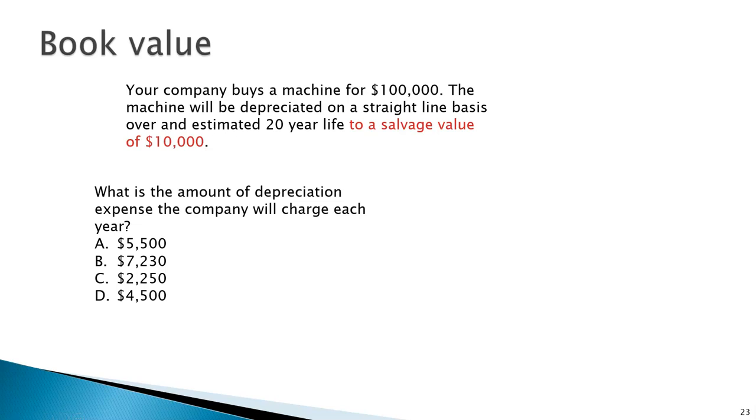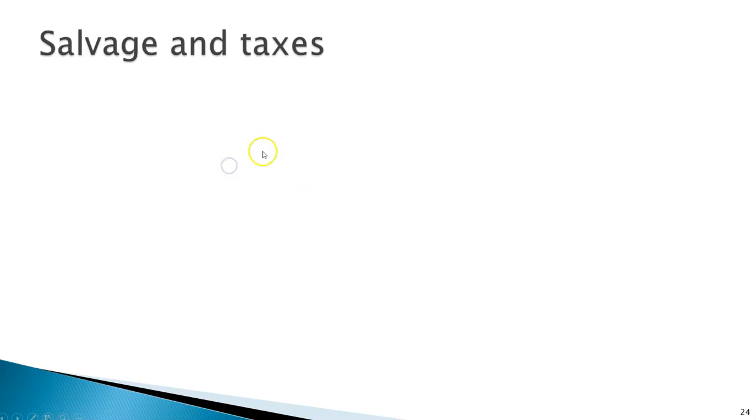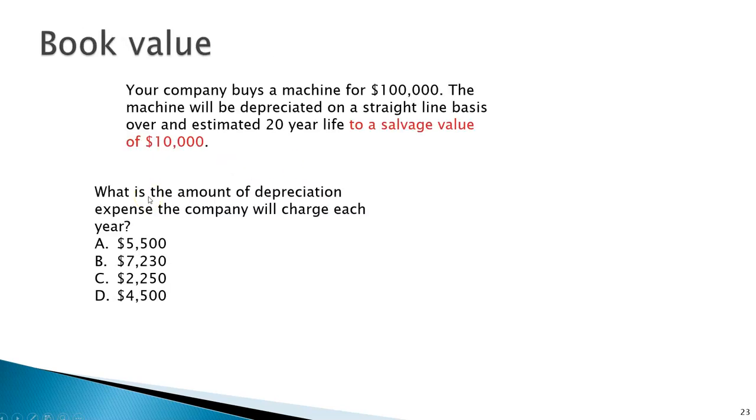So over 20 years now, we're not going to depreciate $100,000. We're going to depreciate $90,000, $100,000 minus $10,000, because we want to have $10,000 left. So the amount of depreciation expense that will be charged each year, in this case, is the $90,000 divided by 20, and that is $4,500. So when you have the salvage value, remember you subtract off the salvage value first and then depreciate what's left.